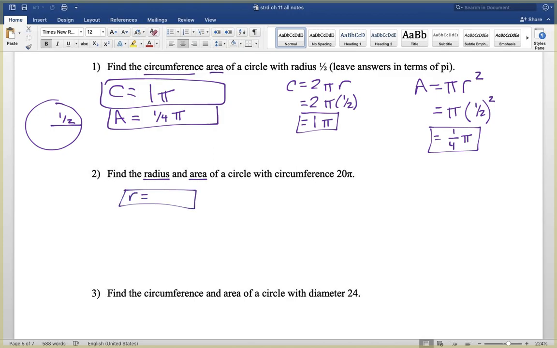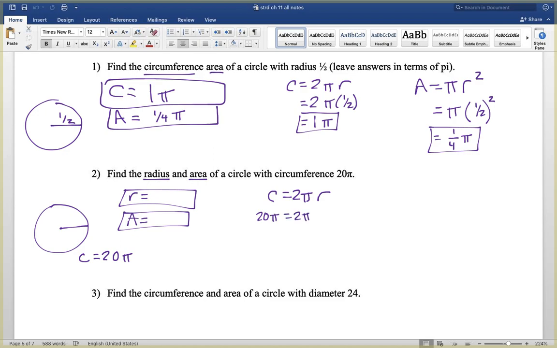In this one, we want to find our radius and our area of a circle. And in this one, we know the circumference, that walk around the outside, is 20 pi. So since I'm given circumference, I'm going to start with that circumference formula. That circumference is equal to 2 times pi times radius. The circumference is 20 pi, so I'm going to plug that in for C, but I don't know r.